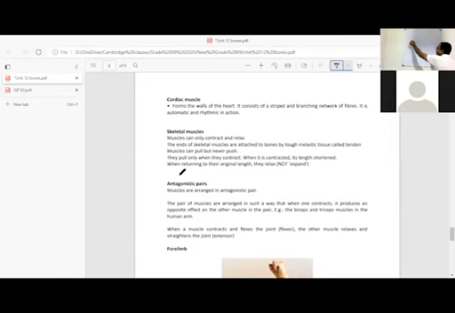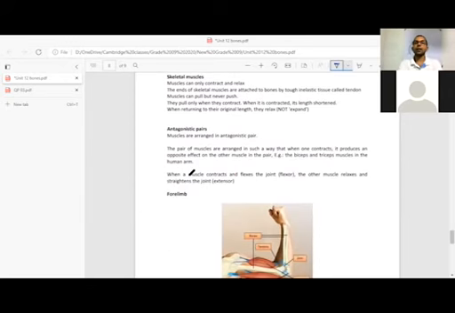Remember, if this is the bone, then this is the muscle. This muscle is attached to the bone via tendons, like this. This is the tendon, and this is the tendon. So they are attached to the bone via tendons, and they are adapted to contract and relax.